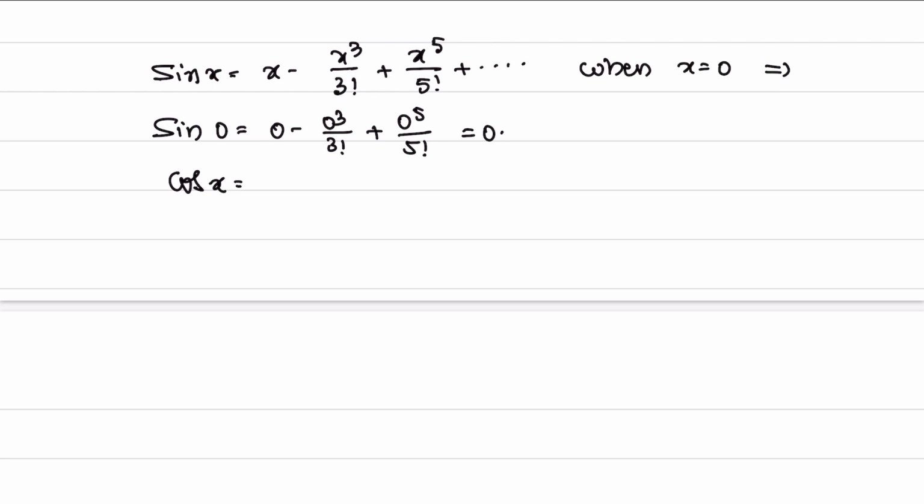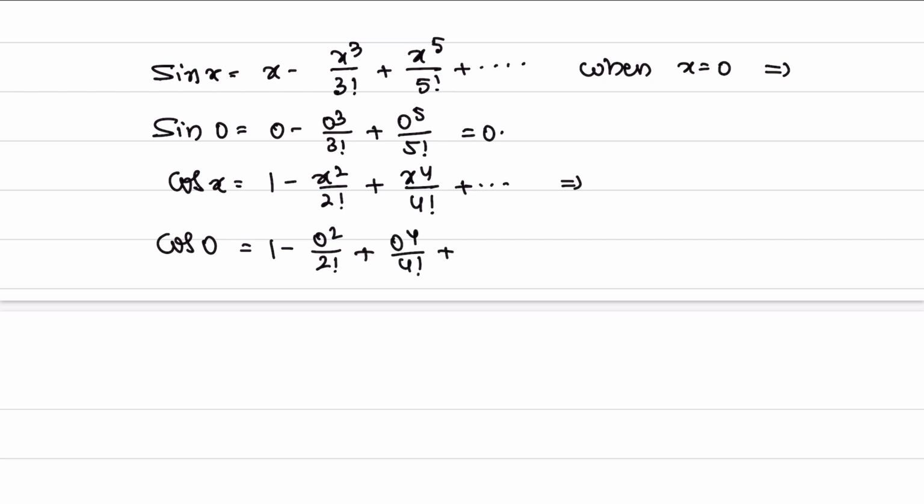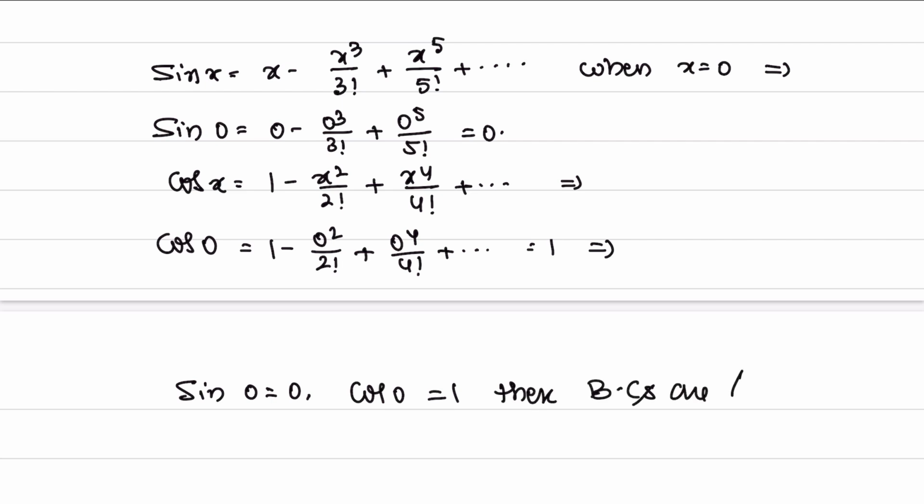Now, let us try for cos 0. Cos x is equal to 1 minus x square by factorial 2 plus x to the power of 4 by factorial 4 and so on. That implies cos 0 is equal to 1 minus 0 square by factorial 2 plus 0 to the power of 4 by factorial 4 and so on, that is equal to 1. That means sin 0 is equal to 0, cos 0 is equal to 1. These are called boundary conditions, and they are satisfied.